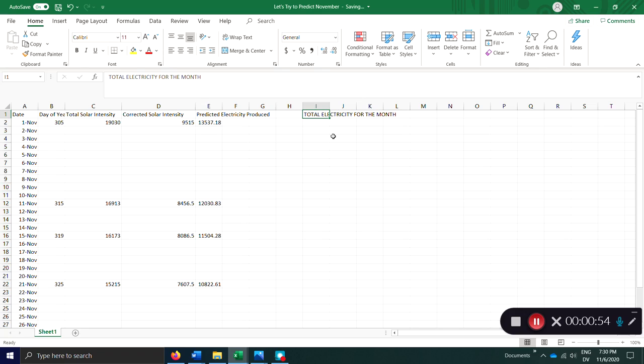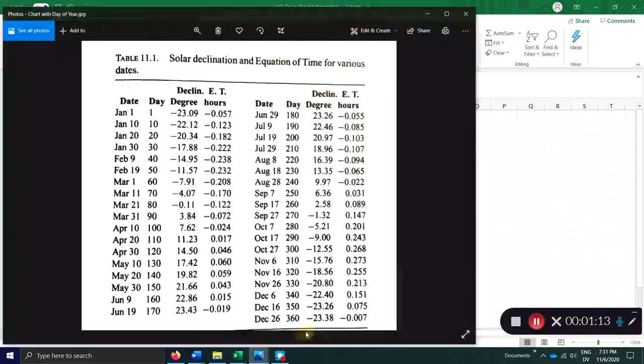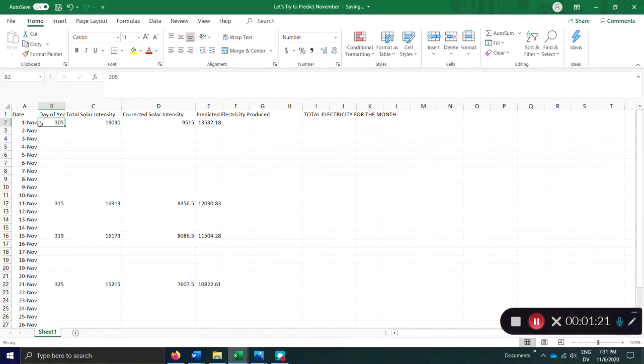So far, all we've done is predict the total electricity produced for a specific day. We know how to do that. You just finished doing this in the previous task. If I give you a day, you need the day of the year. That, of course, comes from this sheet here if you need to figure out what day of the year is what. So November 1st would be 5 days before November 6th. Day of year is 305.